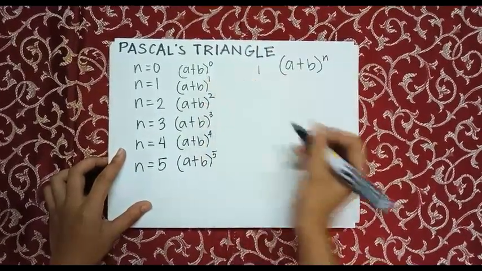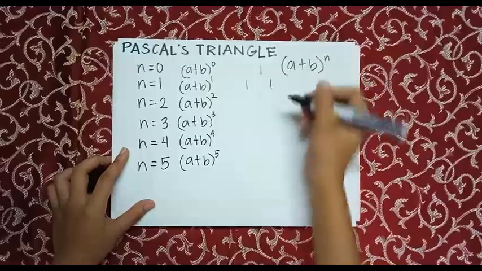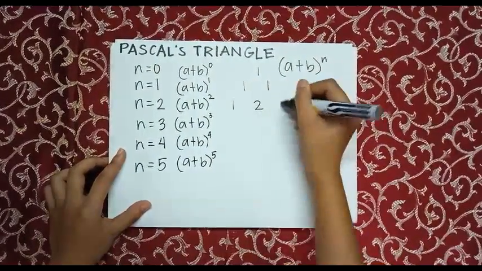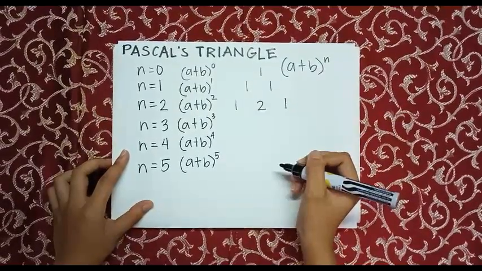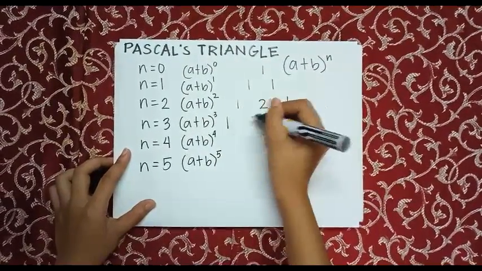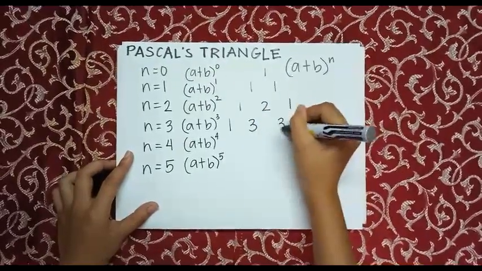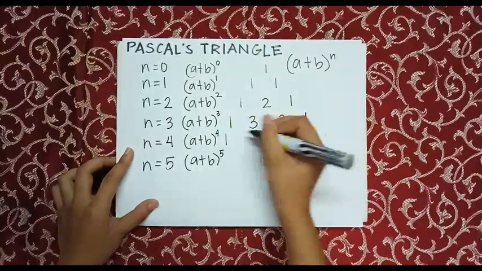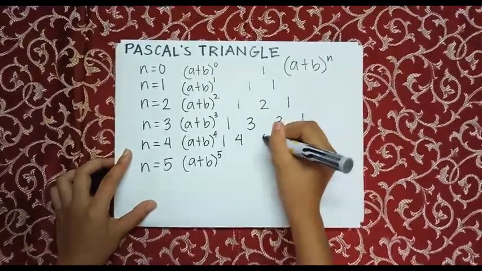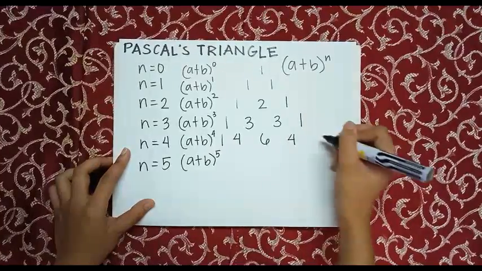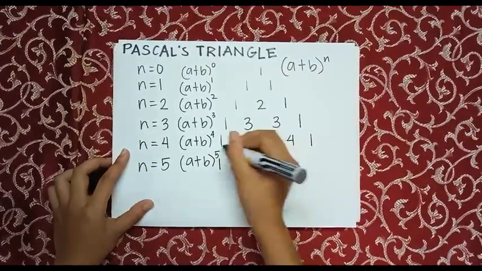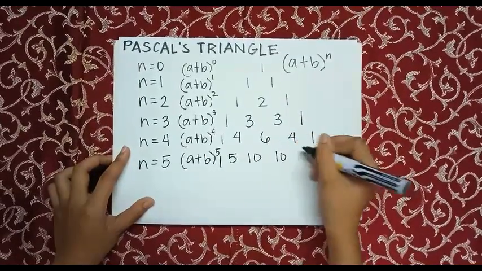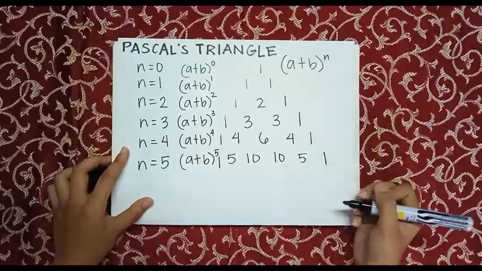So we'll start from 1, and then the succeeding row is 1 1. The succeeding row can be obtained by adding elements of the previous row, so we'll have 1 2 1. Then 1, 1 plus 2 is 3, 2 plus 1 is 3, and then 1. Then 1, 1 plus 3 is 4, 3 plus 3 is 6, 3 plus 1 is 4, and then 1. Next is 1, 1 plus 4 is 5, then 10, 10, 5, and then 1.